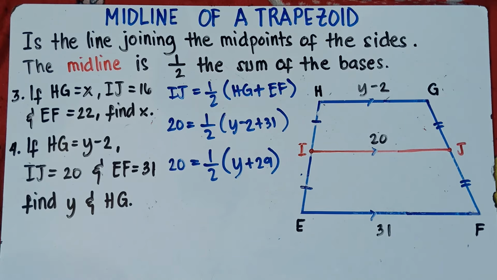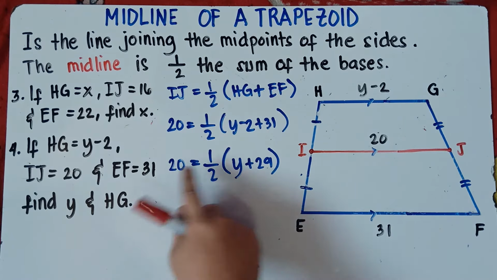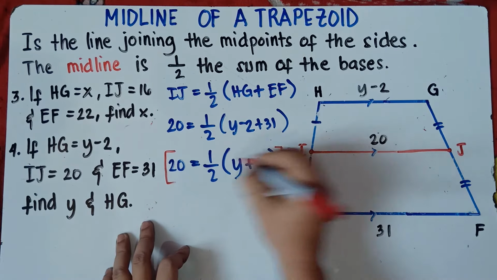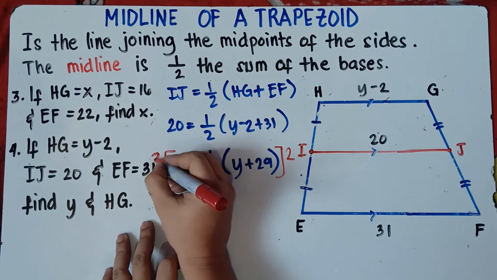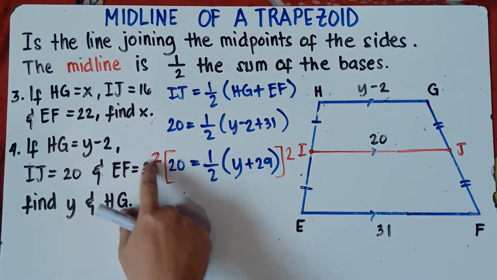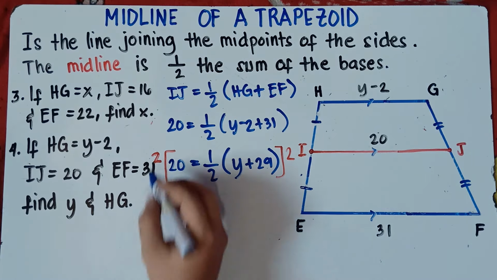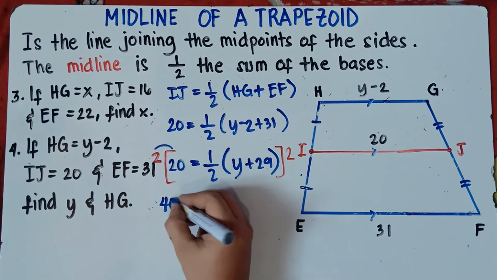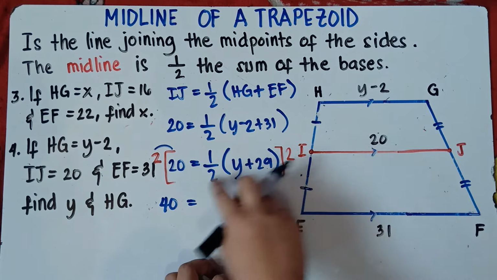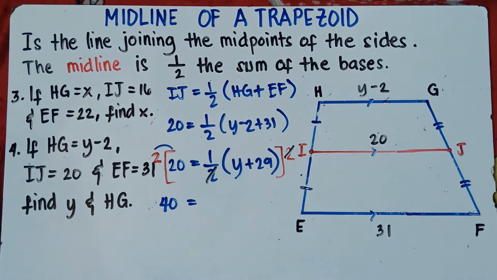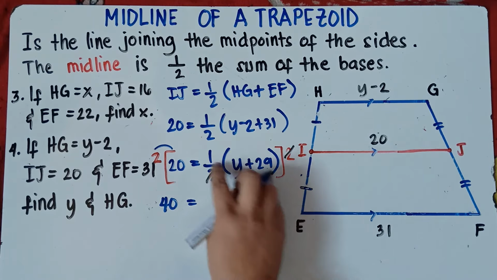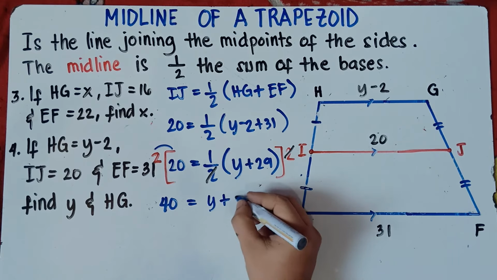And then the next step, class, is we can do cross multiplication, or we can simply multiply both sides by 2 so that we can cancel this 2. For me, class, just multiply both sides by 2. So 20 times 2, that is 40, equals, and we can simply cancel this out, because 2 divided by 2 is 1. Then 1 times this equation, simply copy this equation: y plus 29.